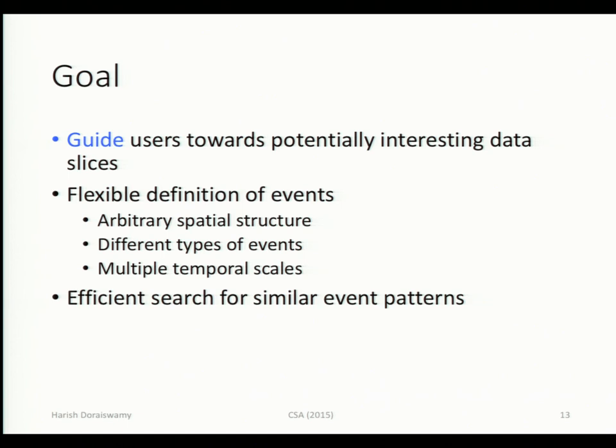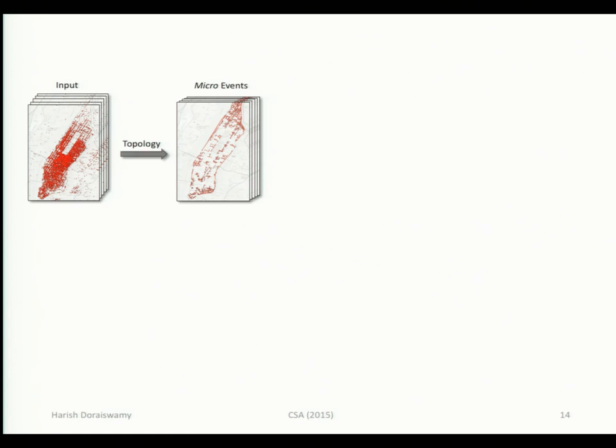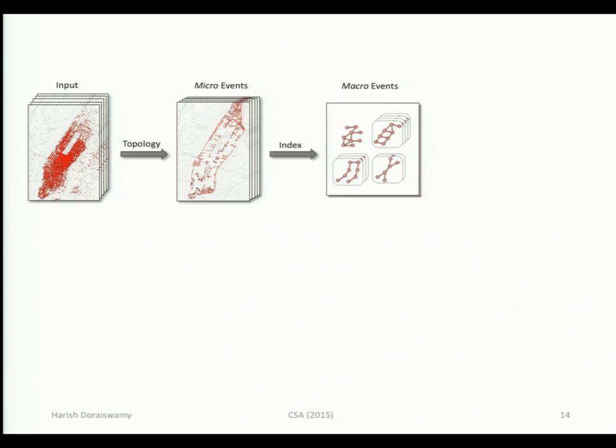Our framework takes the input and uses ideas from computational topology to identify what we call micro events. A micro event is basically a potential event that happens in one time step. We discretize the entire time, and in one particular time step, we ask what all the potential events are. From this, we index into a hash-like index to get macro events. For example, the bike tour happens for two consecutive hourly time steps. We want both of them, since it happens in the same space and around the same time, grouped together in a single event group, a macro event.